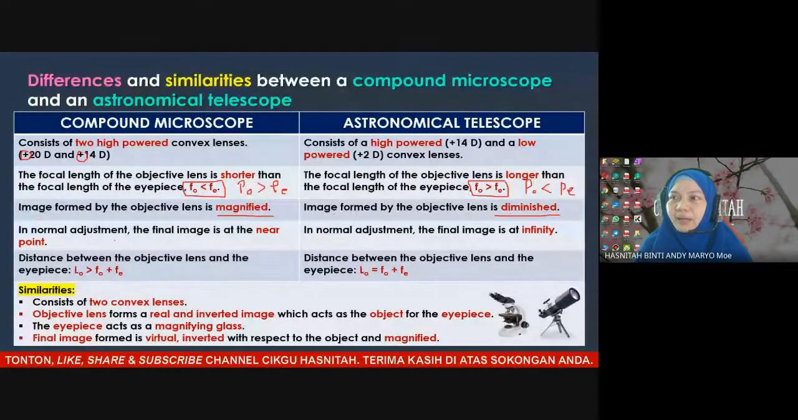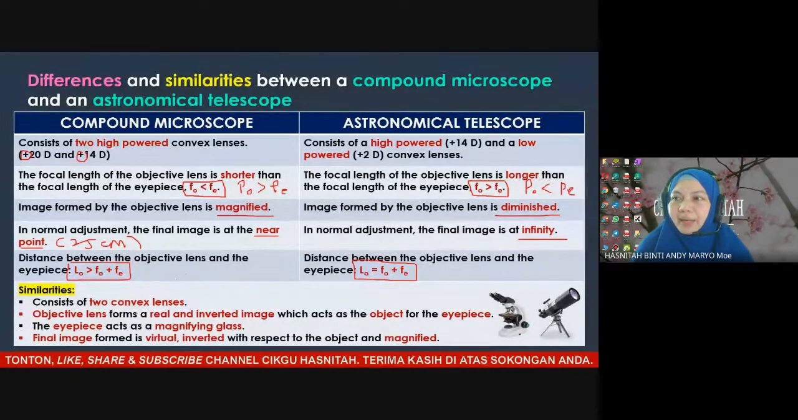And in normal adjustment, the final image is at the near point. The near point is 25 cm away from the observer's eye. While for a normal telescope, the final image is at infinity. And this is the distance between the objective lens and the eyepiece. For the microscope, they must be put at a distance greater than the sum of the focal lengths of both lenses. Meanwhile, for the telescope, the two lenses must be placed at a distance equal to the sum of the two focal lengths. Do you understand what this means?